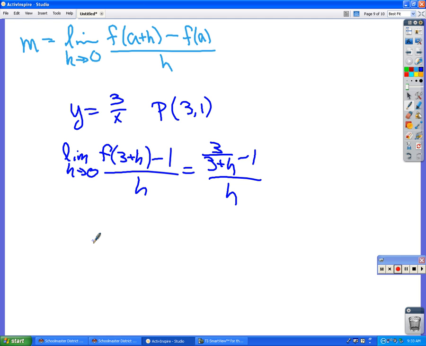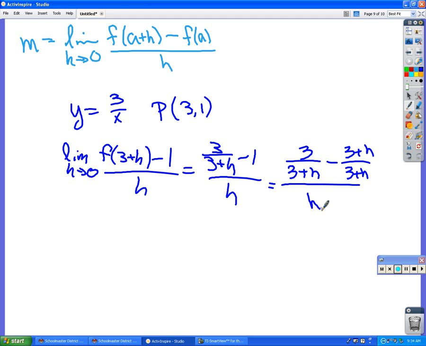Now we get into some fun math. How do I go 3 over 3 plus h minus 1? What do I have to do? Common denominator, and what will that common denominator be? 3 plus h, so this will be 3 over 3 plus h minus, very good, 3 plus h over 3 plus h, and that's all over h. There are h's running around like crazy.